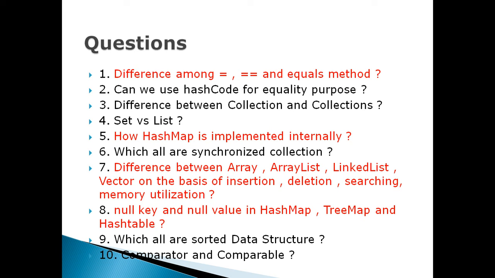Okay. And which all are sorted data structures? Tree. Wherever tree is there, all are sorted. Okay. So on the top, TreeSet is sorted. Then TreeMap is sorted. If you want to sort a list, how will you do? Collections dot sort. You pass that list, automatically it will be sorted.